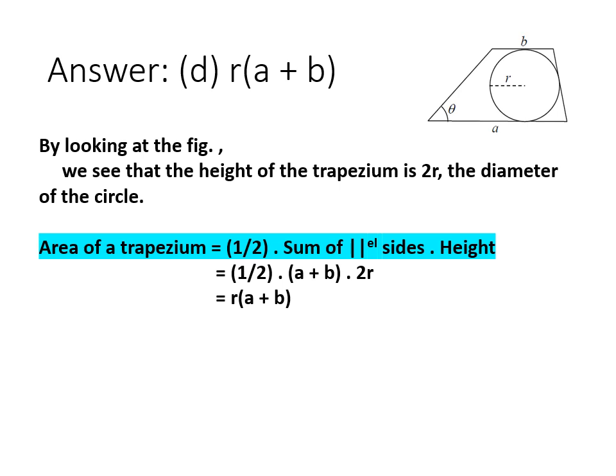Looking at the diagram, we see that the diameter of the enclosed circle, 2r, forms the height of the trapezium. So directly use the data in the area formula to calculate the area of the trapezium. That is half into the sum of the parallel sides into height, half into (A plus B) into 2r, which works out to be r into (A plus B) and is given as the fourth option in the question.